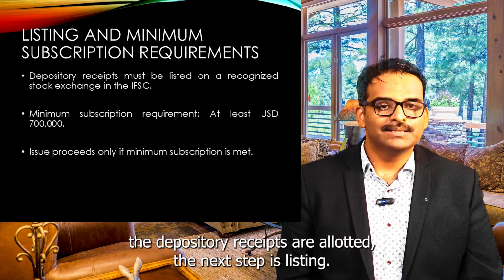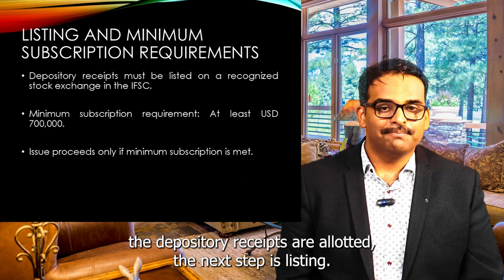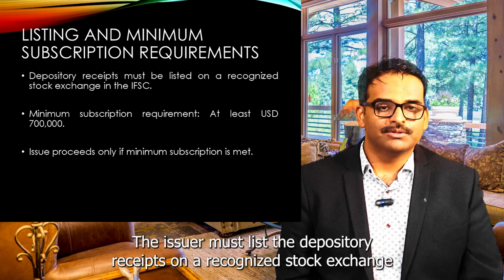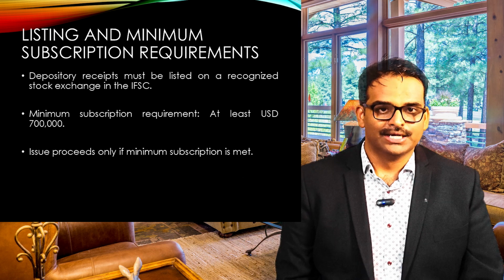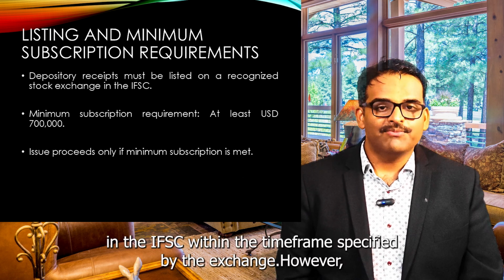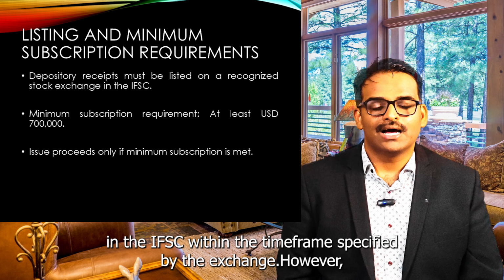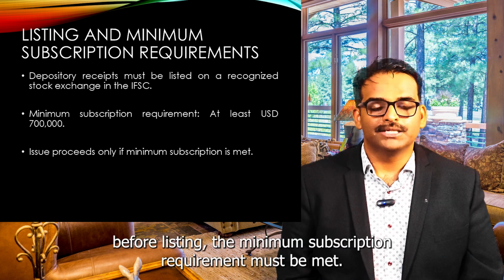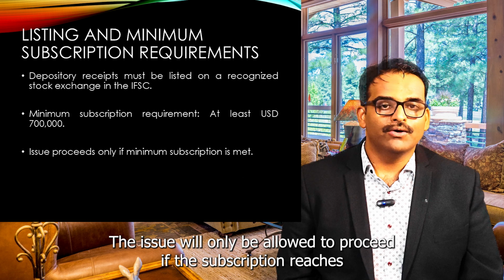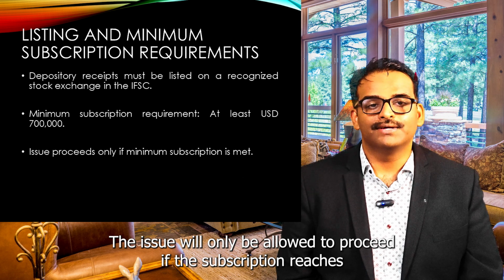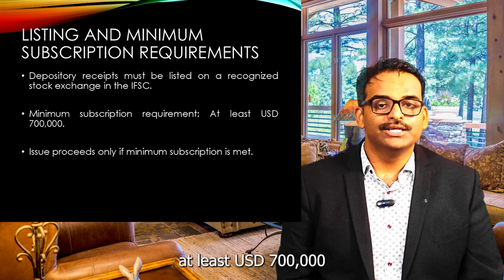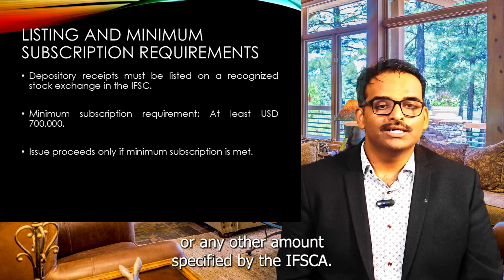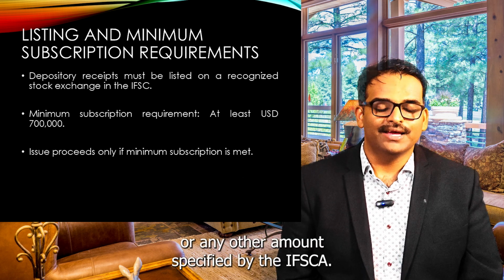Once the depository receipts are allotted, the next step is listing. The issuer must list the depository receipts on a recognized stock exchange in the IFSC within the time frame specified by the exchange. However, before listing, the minimum subscription requirement must be met. The issue will only be allowed to proceed if the subscription reaches at least $700,000 or any other amount specified by the IFSCA.